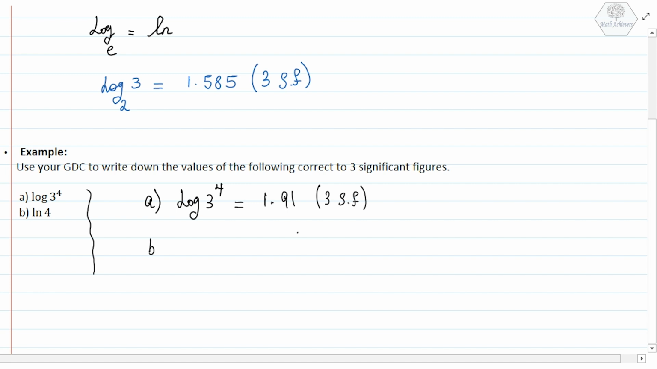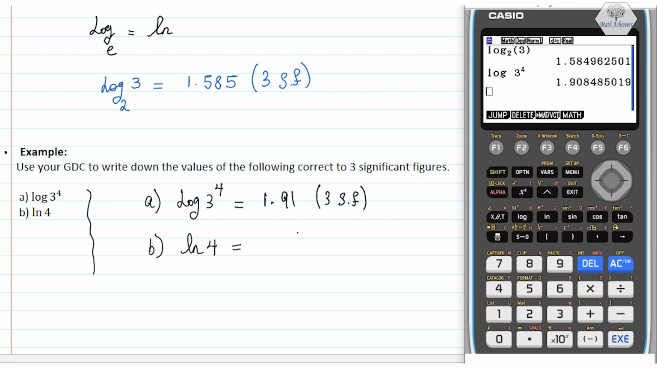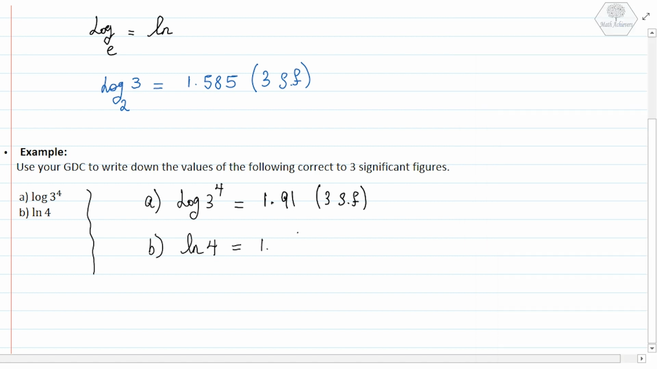For part B, we want to find out the value of ln of 4. Also, we can use our graphical display calculator. So we choose ln and 4 and we simply execute, which is equal to 1.39 rounded to 3 significant figures.